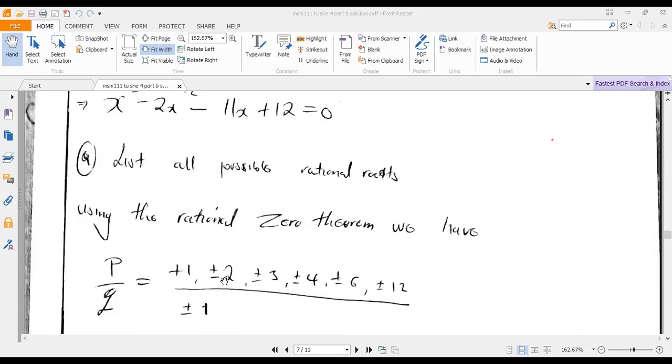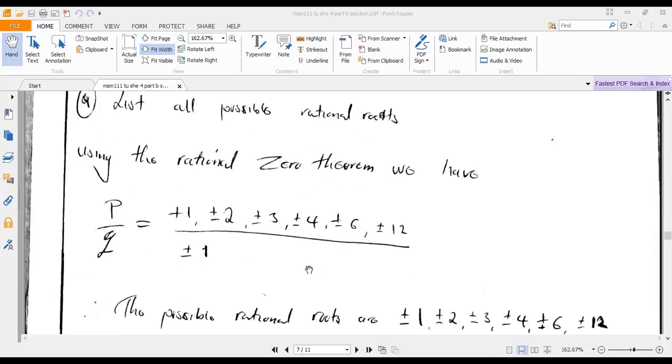Factors of 12 are 1, 2, 3, up to 12 itself, right? Then you introduce the plus or minus, plus or minus, up to 12. Divide by plus or minus 1. So now, plus or minus 1 into plus or minus 1, what are you getting? Like when you divide these two, you still get the same thing here.